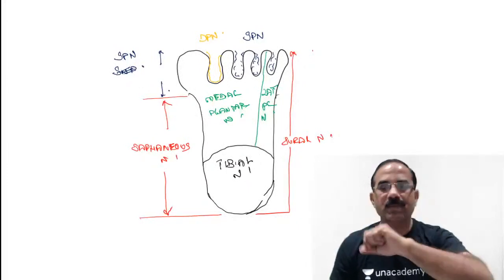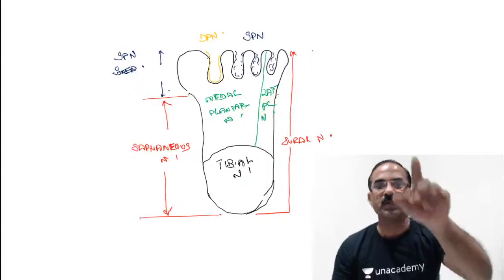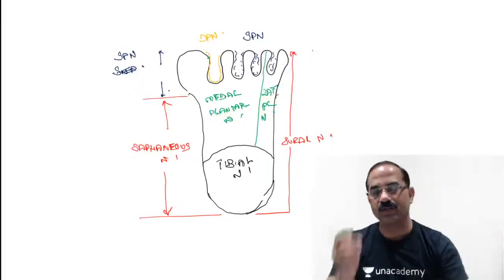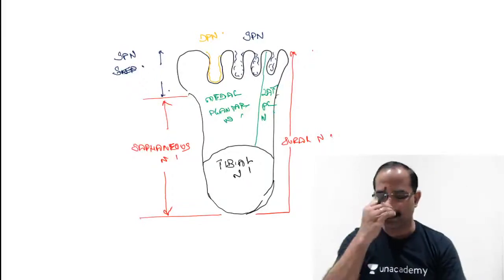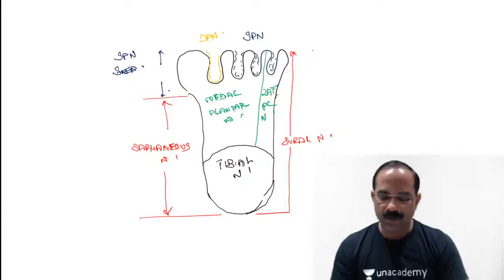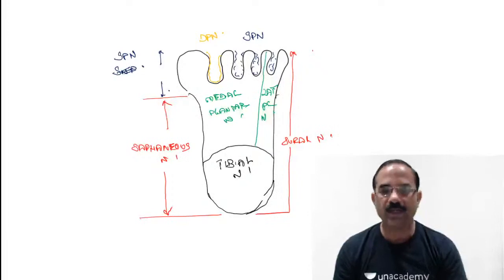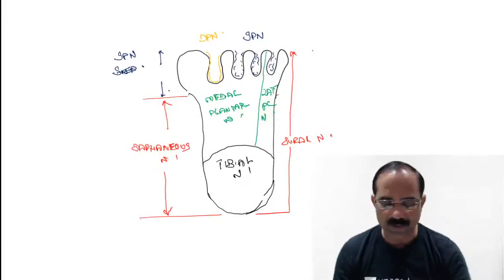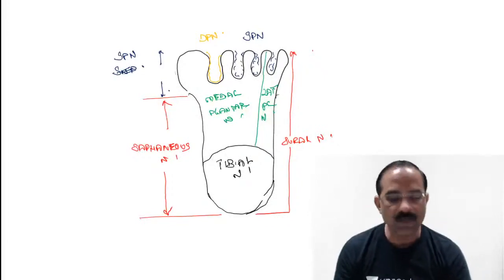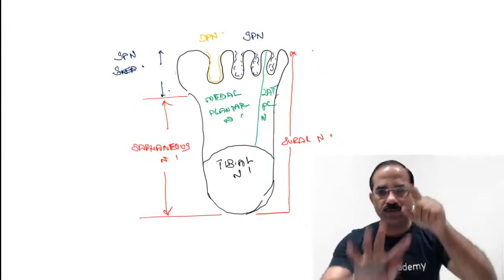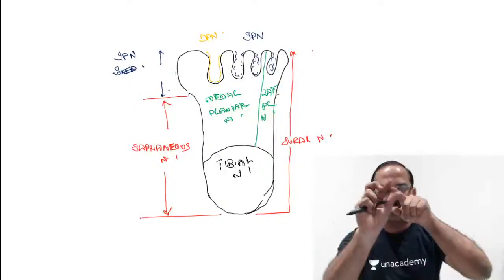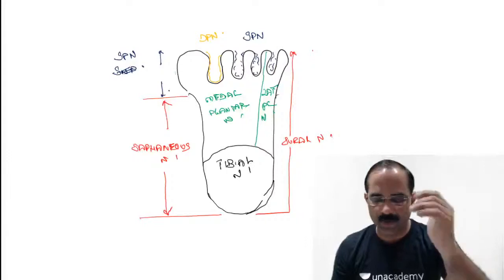of the first web space? The first web space is supplied by the deep peroneal nerve. Skin over the first web space is supplied by the deep peroneal nerve. Clear? Who supplies the lateral aspect of the foot? That is supplied by the sural nerve. The medial aspect of the foot up to the great toe, that's saphenous nerve. The skin on the medial aspect of the great toe is saphenous nerve. All the web spaces except the first is superficial peroneal nerve.